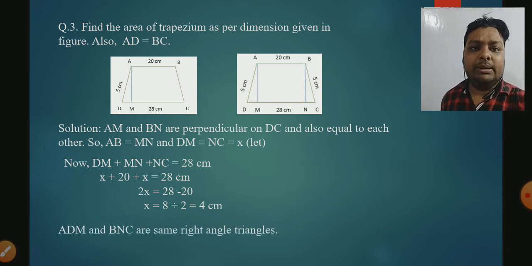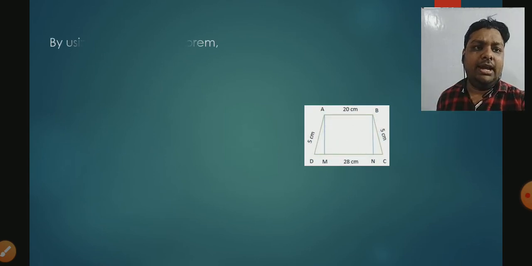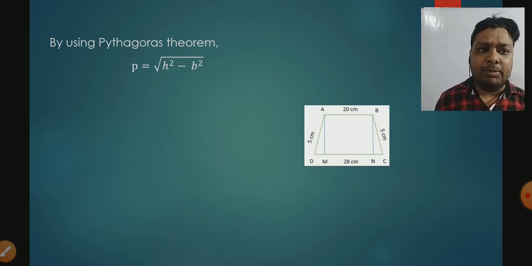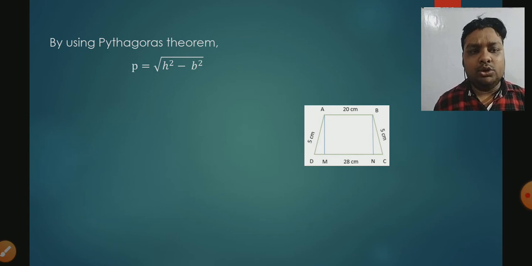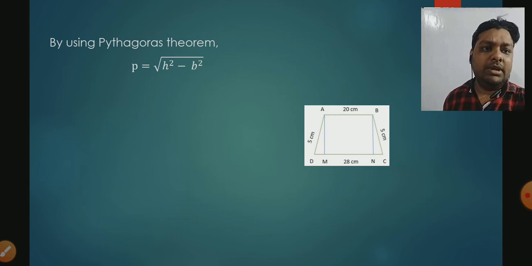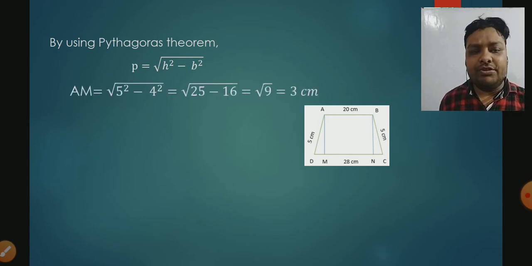Then we can find the height by applying Pythagoras theorem to only one triangle. If we take triangle ADM, we know that AM is the perpendicular distance, AD is the hypotenuse, and DM is the base. The formula for P is equal to under root h square minus b square. So P is AM and h is 5 centimeter, which is AD, and the base is DM, which is 4 centimeter.